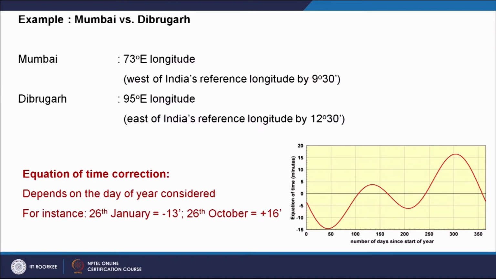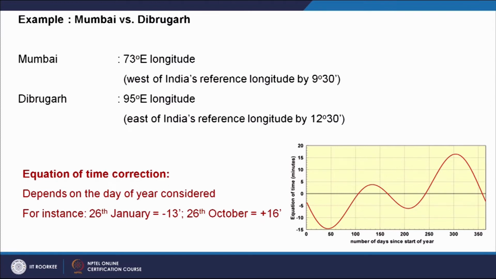Another thing which has to be factored in the calculation is the equation of time correction. It can be done numerically, like I said earlier, but I am showing you a graphic indicator, a simple graph which tells you how to find the time correction. Along the x axis, it has the day of the year, starting from 0 and going to 365, 366. Then on the y axis we have the equation of time correction. This depends on the day of the year considered.